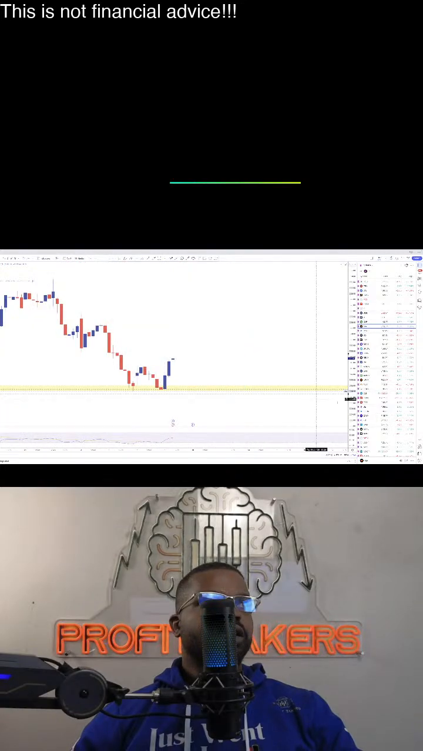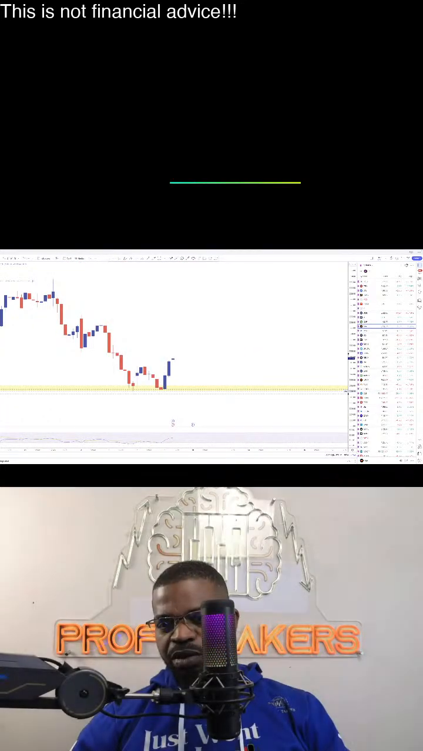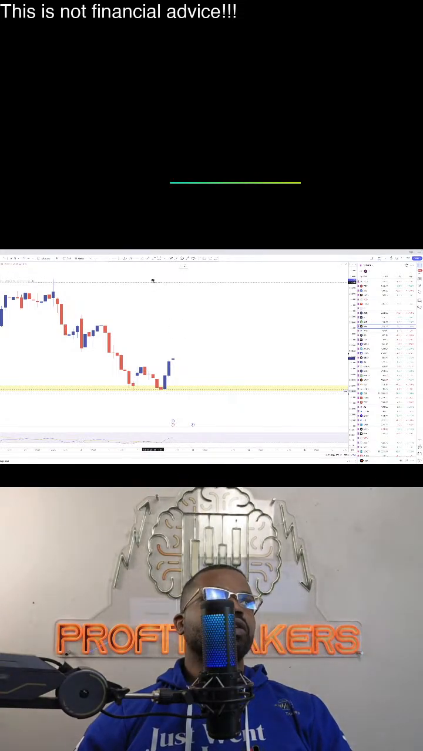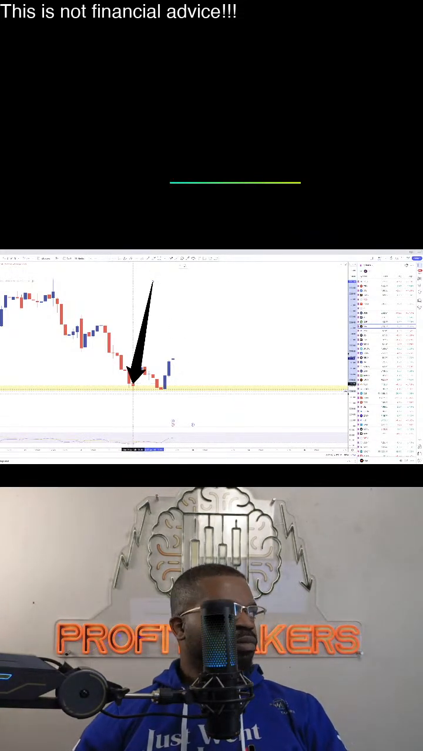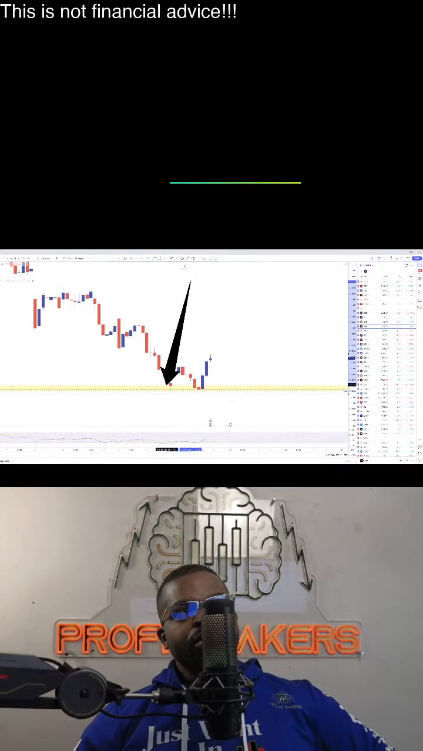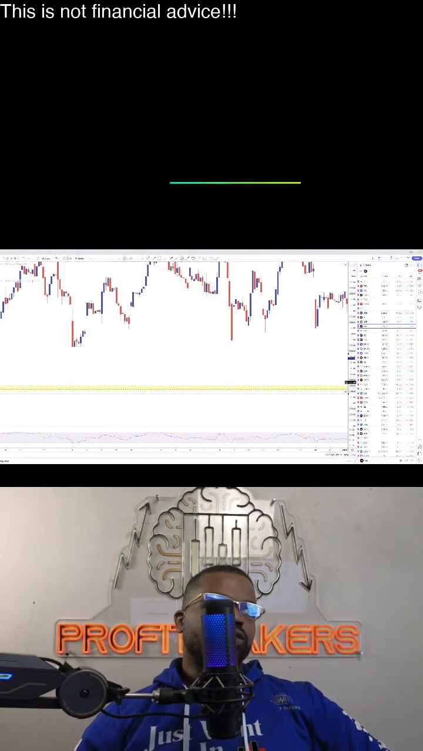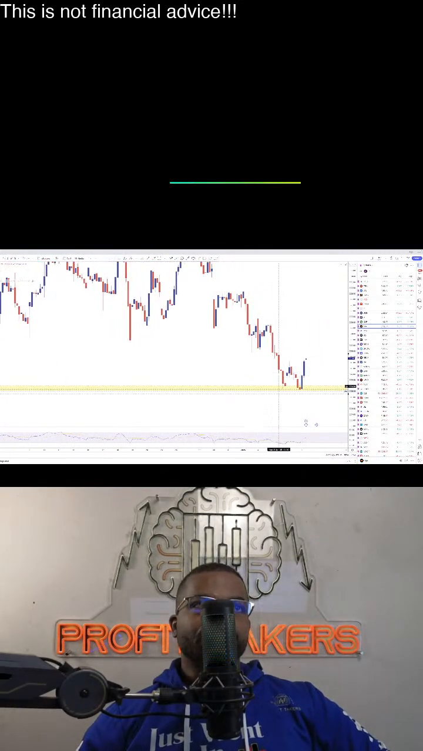So, all right, right here, this is a shooting star. You see? Anytime you see that shooting star formed where you're at a structural level, it's showing indecision and a chance of a possible reversal. So they hold true.